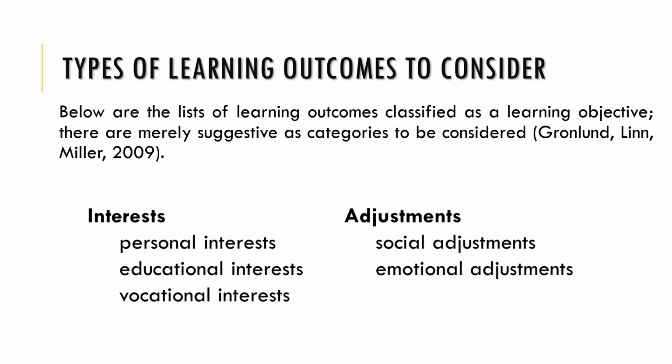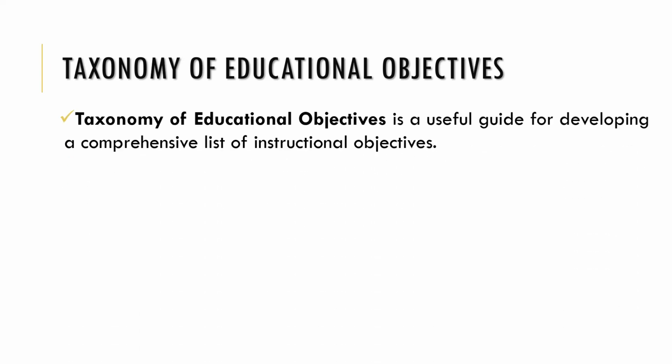Okay, we have the last one. We have interests and appreciations, and of course adjustments. Okay. As mentioned, the term taxonomy of educational objectives. Taxonomy of educational objectives is a useful guide for developing a comprehensive list of instructional objectives. Again, instructional objectives is also known as educational objectives. Okay.